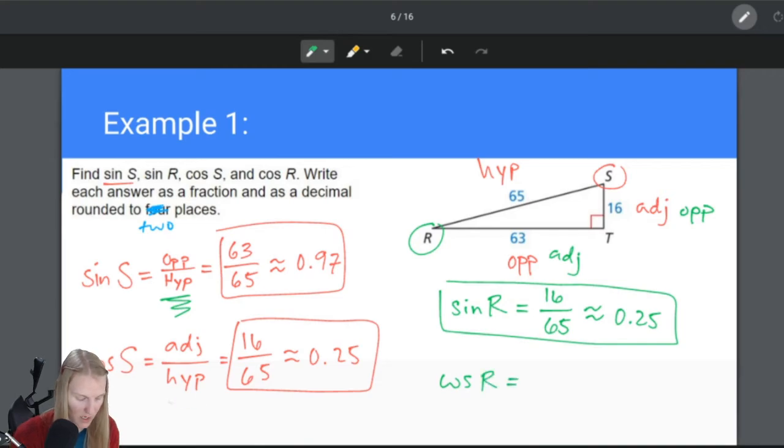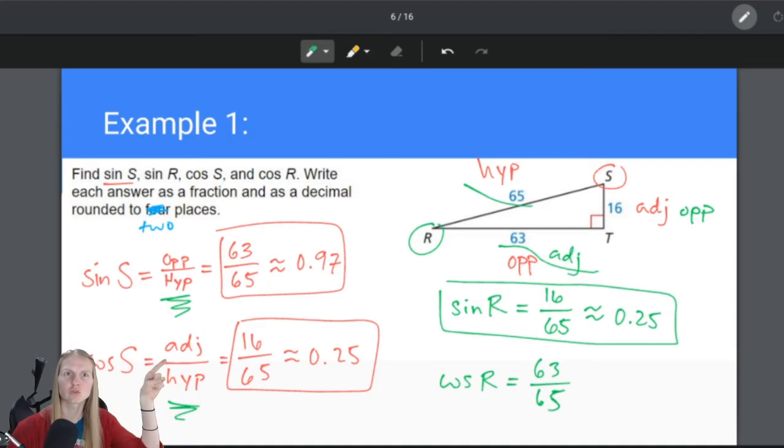Okay, and now let's take a look at cosine of R. Remember cosine is still adjacent over hypotenuse, SOH-CAH-TOA. So my adjacent is 63 and my hypotenuse is 65. And, oh my goodness, do you see that? 63 over 65? That's what sine of S was. What is going on here? So the sine of one angle is equal to the cosine of the other angle? What? Is this a thing? Is this always gonna happen, or is this just some crazy coincidence?